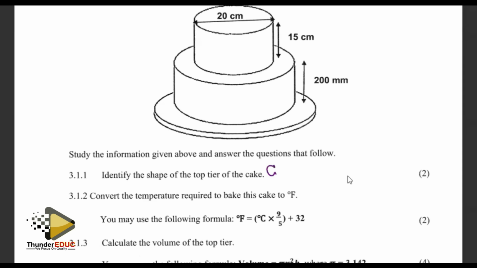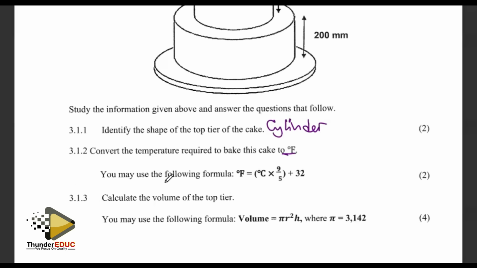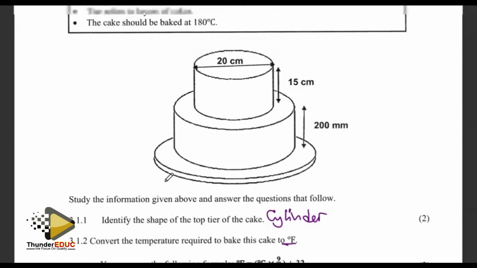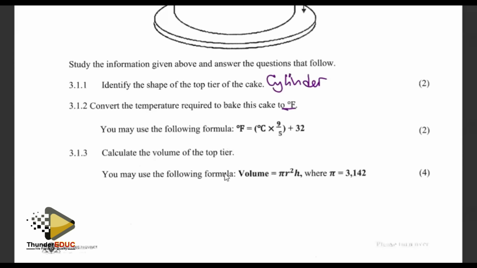This is a cylinder shape. That's what we are identifying. Next, convert the temperature required to bake the cake to degrees Fahrenheit. They've given the formula already there. All you had to do is substitute. Remember, the degrees that we are changing are these ones here. So we substitute and say 180 times 9 over 5, close brackets, plus 32. Please put this in the calculator. Don't forget.